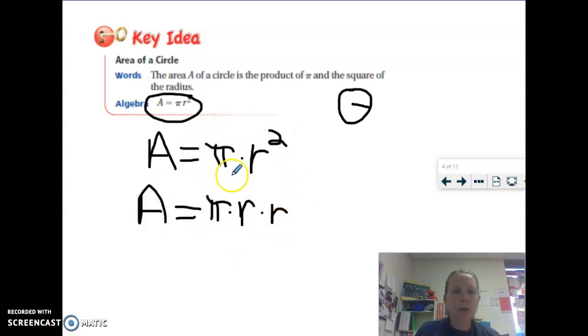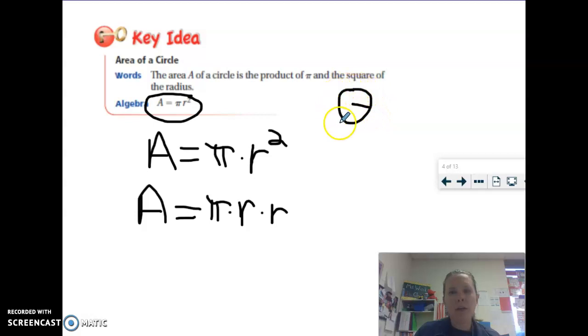Remember, your pi is that weird digit. Sometimes we'll say we want to use 3.14 or we're going to use 22 over 7 for that measurement. Follow the directions that they tell you if they want a certain measurement, but otherwise just go ahead and assume that you want 3.14.